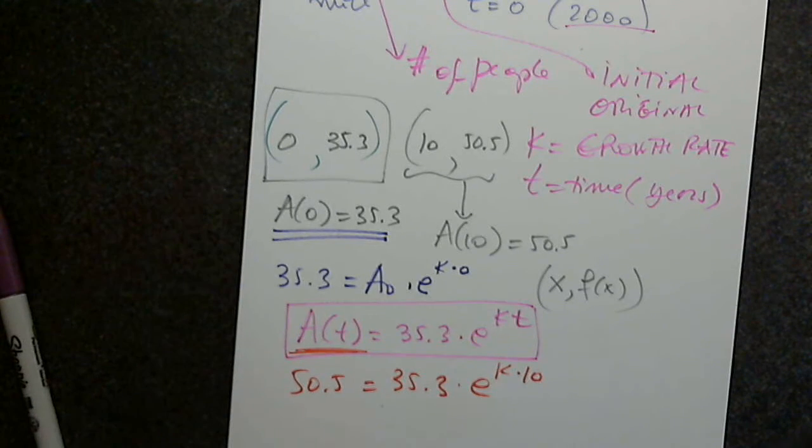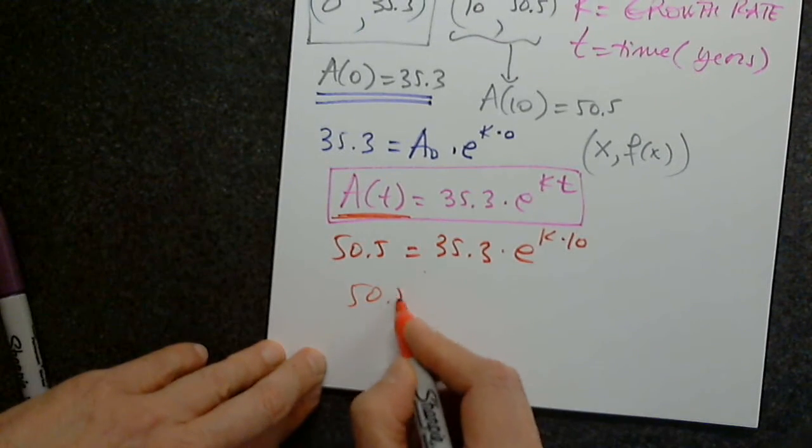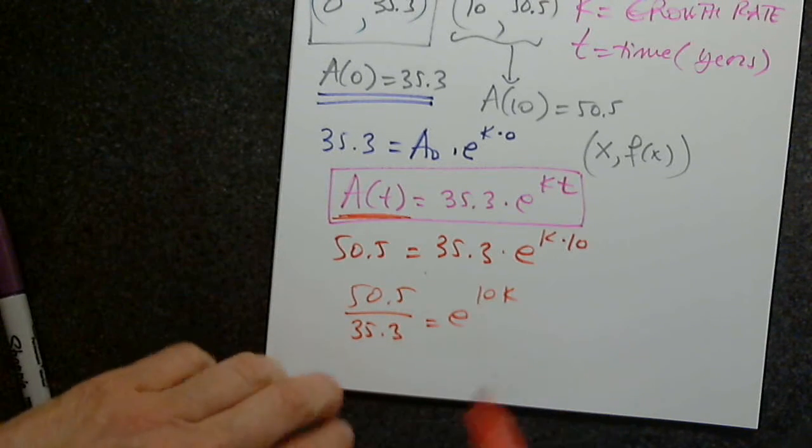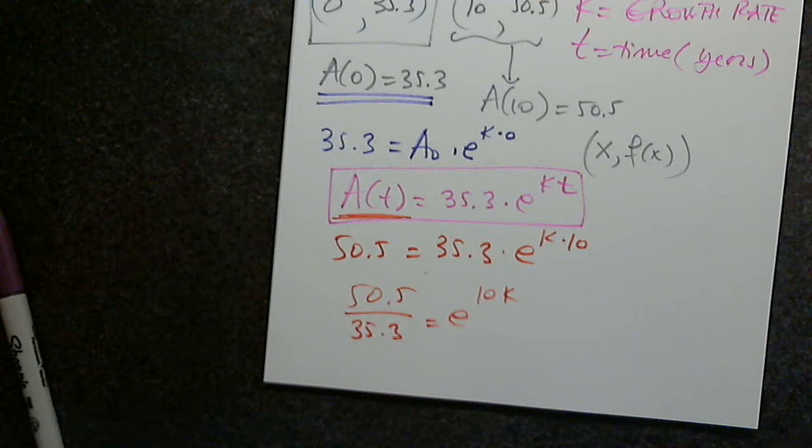Excellent. Yes, of course. So 50.5 divided by 35.3 equals e to the 10 times k. Do not waste your time dividing. There is no need. So then what will we do next? There is only one thing we can do, because the left-hand side and the right-hand side cannot be presented with the same base. And some people say 17 and 71 will be the same, but they're not.